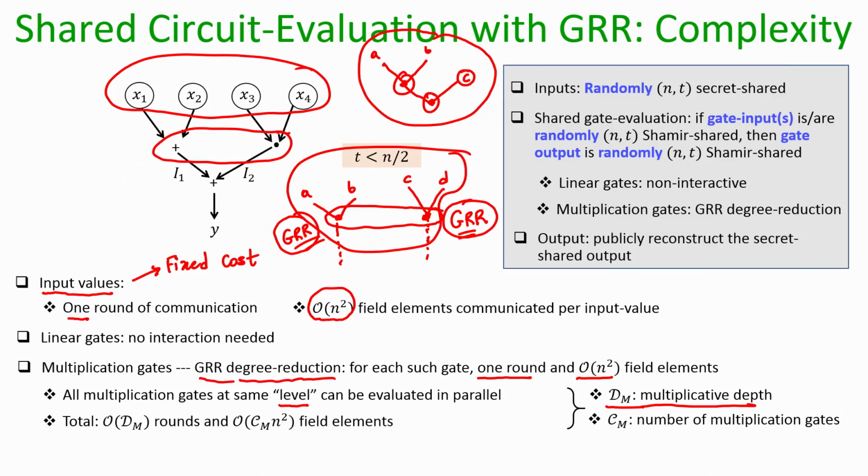Whereas, the total amount of communication which is required across all the instances of GRR degree reduction is n square times the number of multiplication gates in the circuit. Okay. So, this C m will be a parameter which will be publicly known, D m also will be publicly known because the parties know the full description of the circuit.